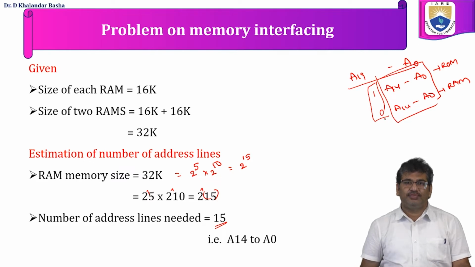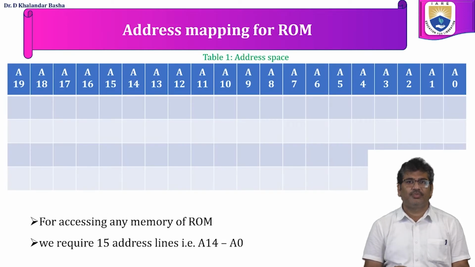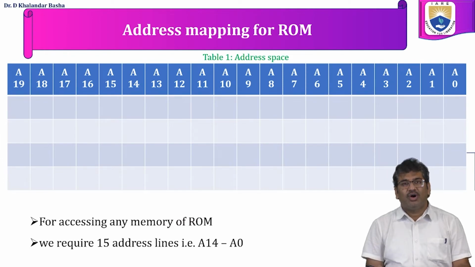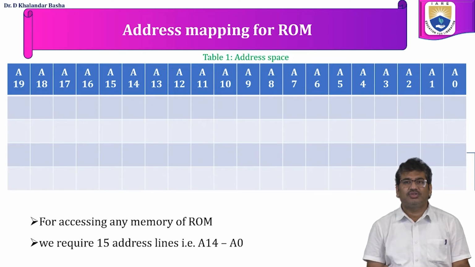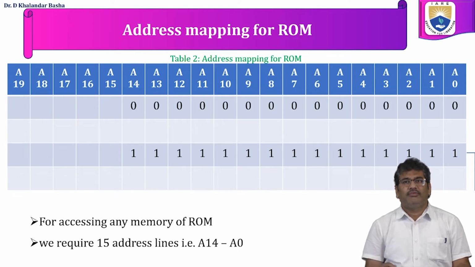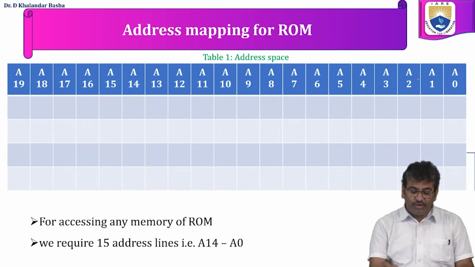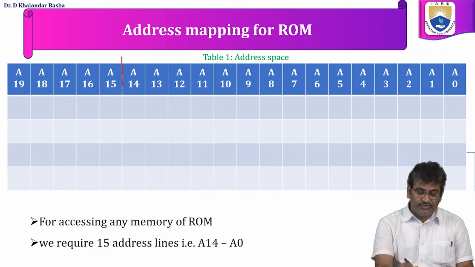Now we will see the address space, how we have to calculate it and what total memory is required, and the address space of each ROM block as well as RAM blocks. The total address space of the 8086 processor is A0 to A19, that is 20 address lines. For accessing any memory of two blocks of ROM, that is 16k plus 16k, that is 32k, we require 15 address lines, which is A14 to A0. Now we will take A0 to A14. This is the address space which we require.